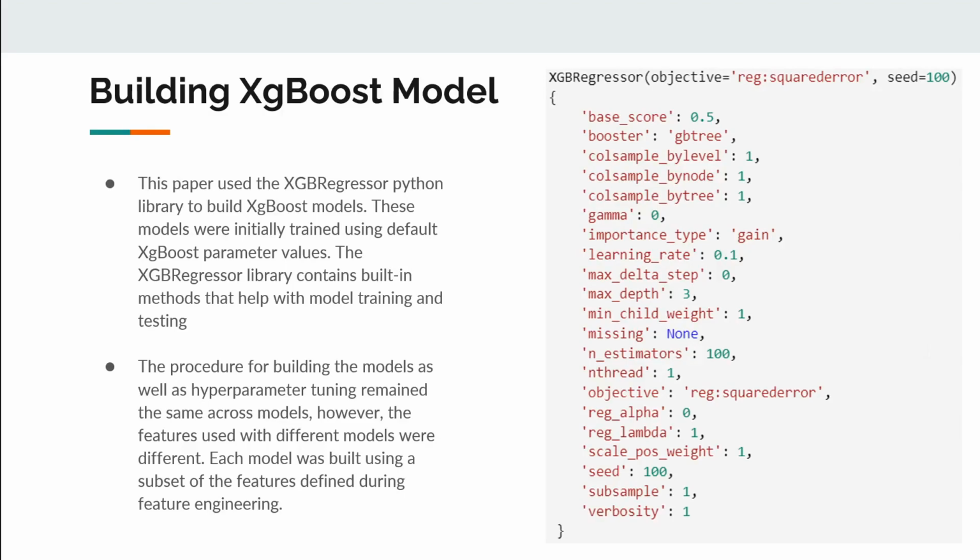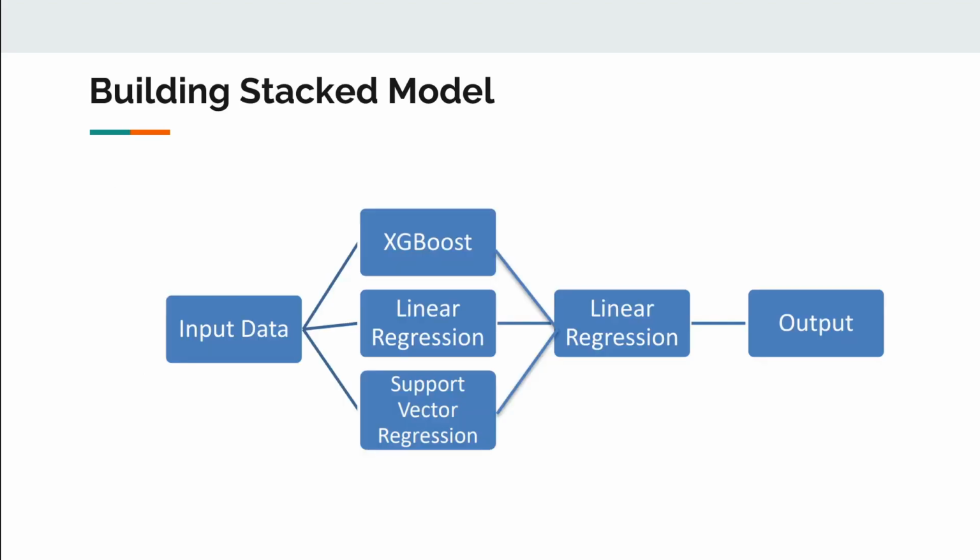Now, we built the XGBoost model using the XGBRegressor Python library. These models were initially trained using the default XGBoost parameter values, as can be seen in the right figure. The XGBRegressor library contains built-in methods that help with model training and testing. The procedure for building the models as well as hyperparameter tuning remain the same across the models. However, the features used with different models were different. Each model was built using a subset of the features defined during feature engineering.